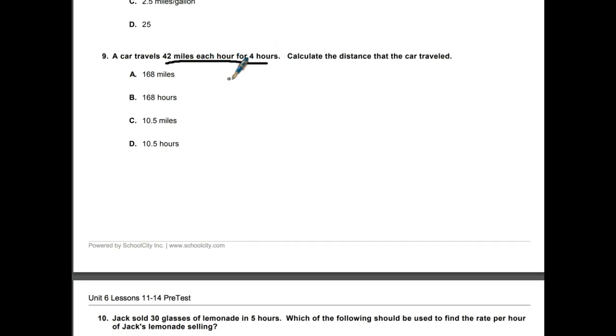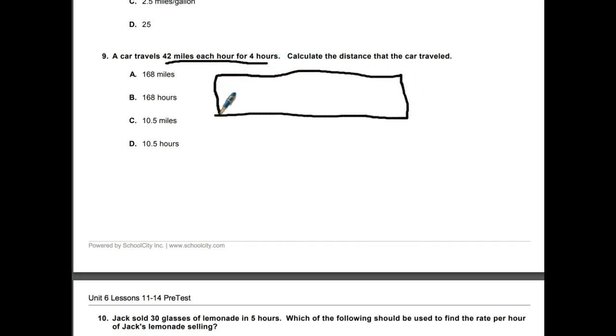Okay, 42 miles each hour for 4 hours. Okay, so I'm going to do it this way. Each hour for 4 hours. So hour 1, 42. Okay, hour 2, 42. Hour 3, 42. Hour 4, 42. Each hour, 42 miles.